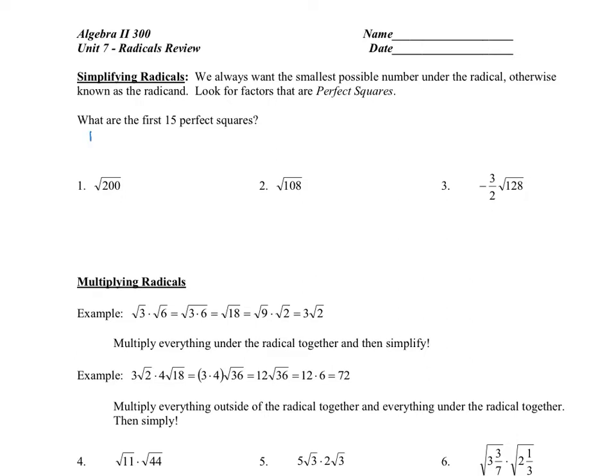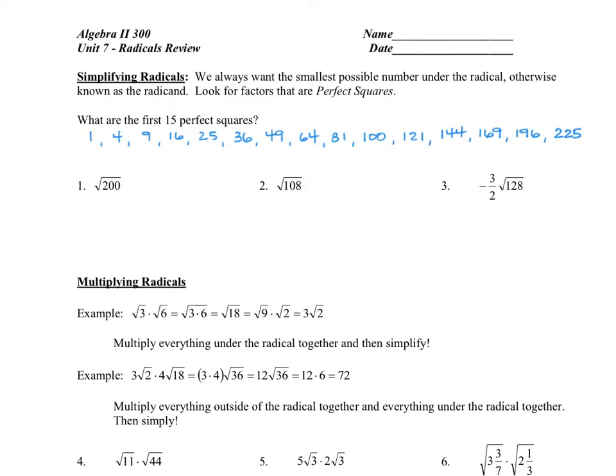So 1 squared is 1, 2 squared is 4, 3 squared is 9, 4 squared is 16, 5 squared is 25, 6 squared is 36, 7 squared is 49, 8 squared is 64, 9 squared is 81, 10 squared is 100, 11 squared is 121, 12 squared is 144, 13 squared is 169, 14 squared is 196, and 15 squared is 225.